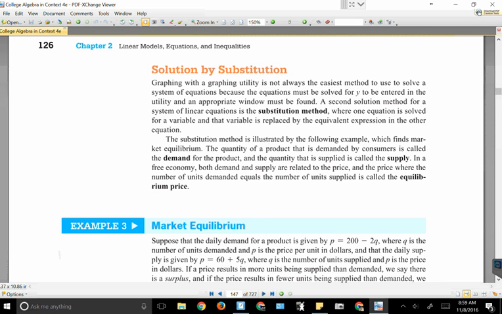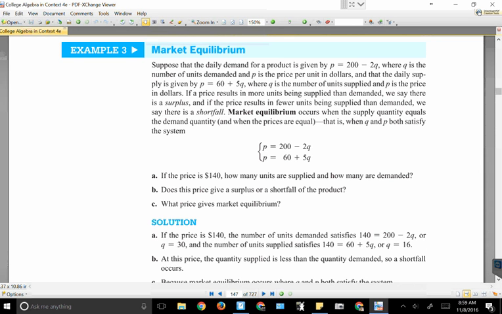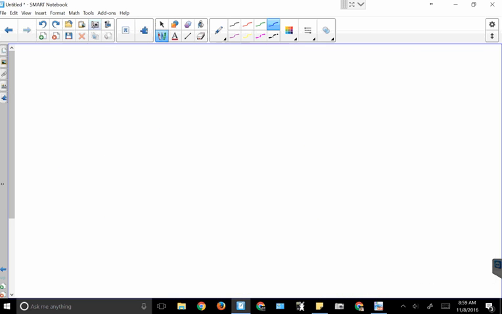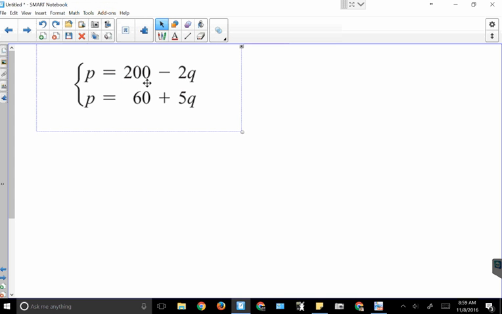Now, there is another one that is called substitution. I'll show you that. Substitution is just simply that you are going to go and substitute something in for something else. Now, the nice thing is here that P is equal to 200 minus 2q. P is equal to 60 plus 5q. In this case, does P mean the same exact thing?